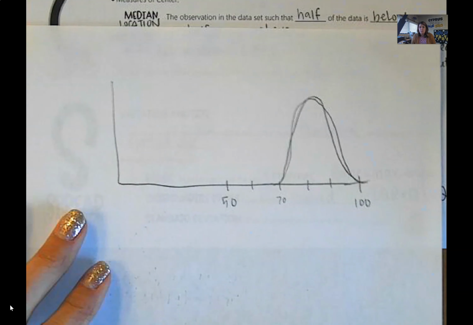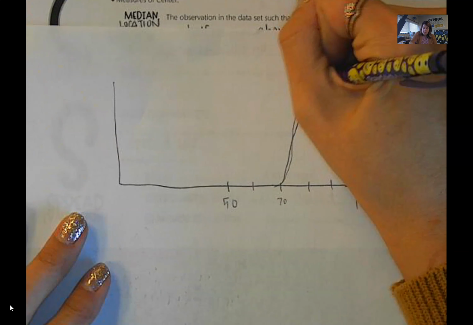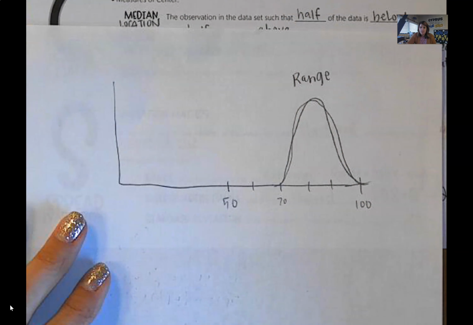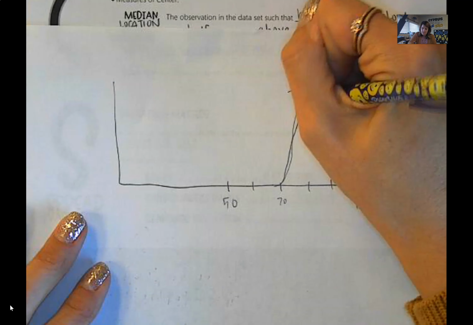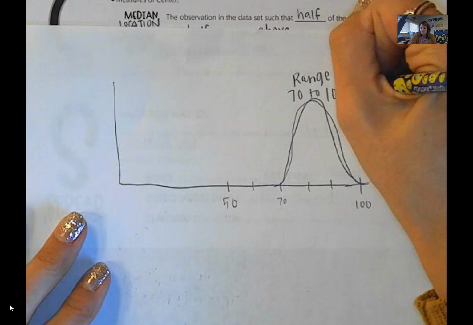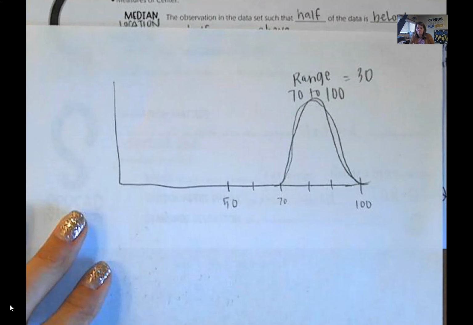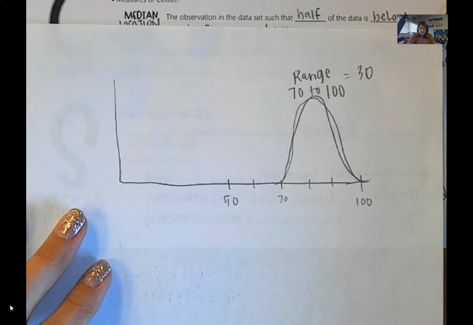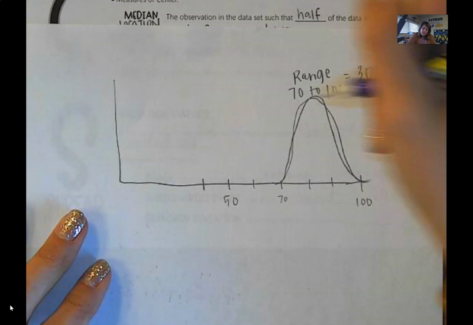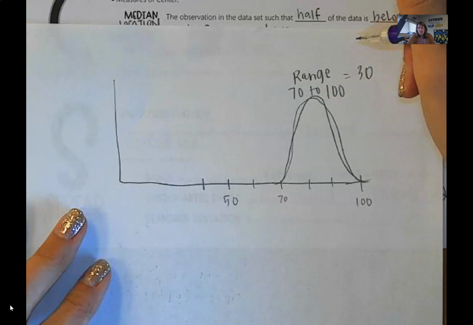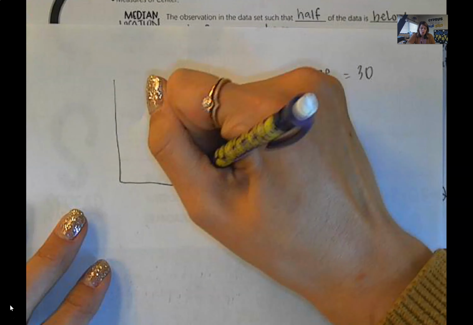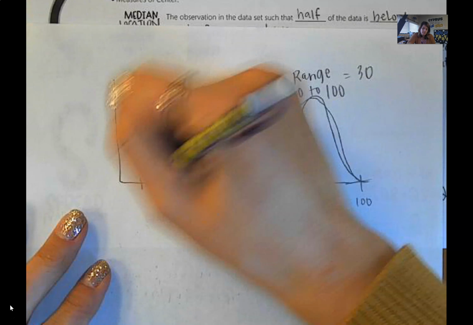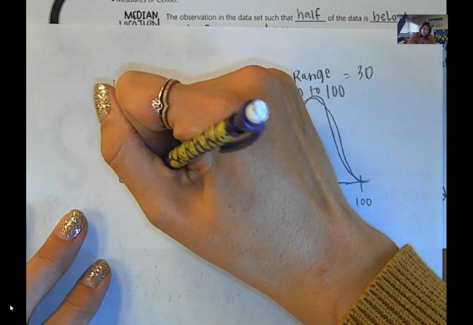So range would be a good one to use. Range would be fine here. We would say that the range is 70 to 100, or 30. But that test that I had where the lower score was a 20, so that would look like this.